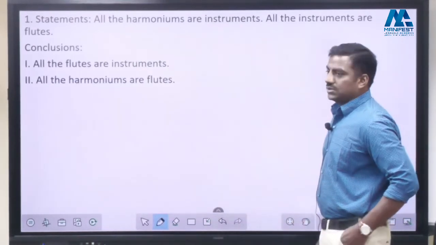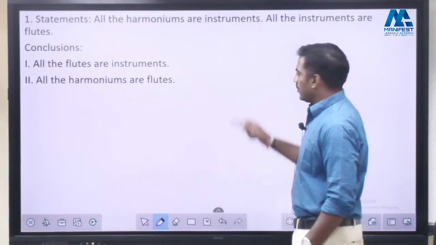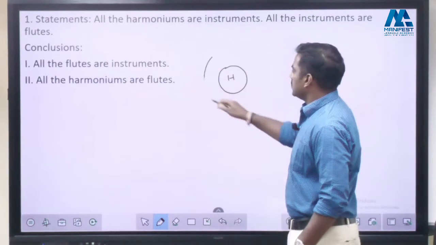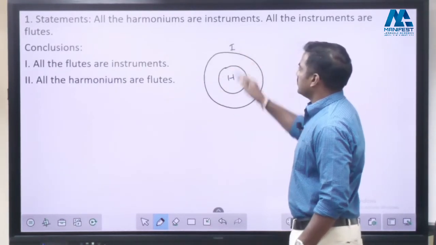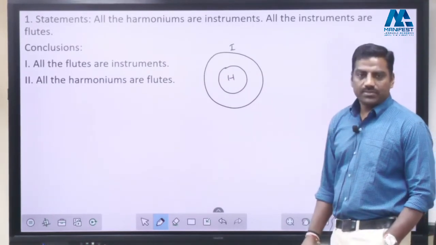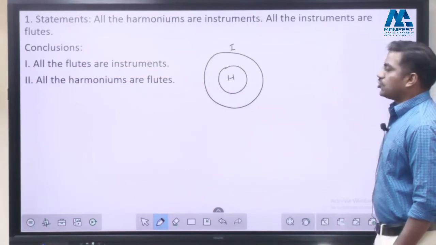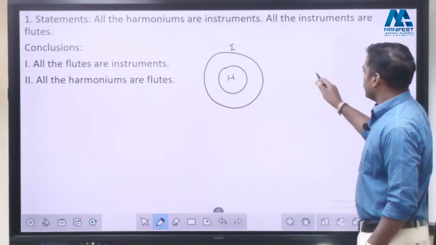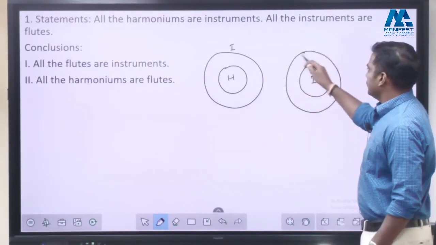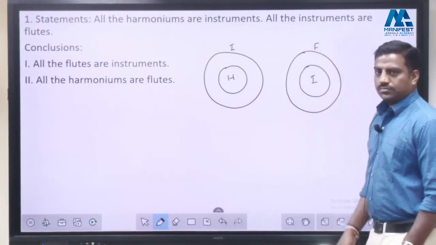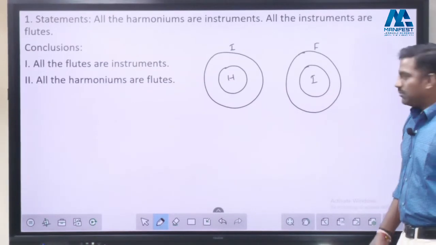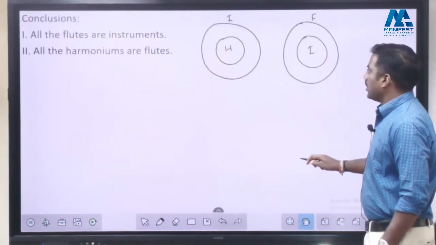All the harmoniums are instruments. How do you draw? This is for harmoniums. This is for instruments. Then this is the first diagram. This is the diagram for the first sentence, right? Then all the instruments are flutes. Can I write like this? Now, club the diagram.